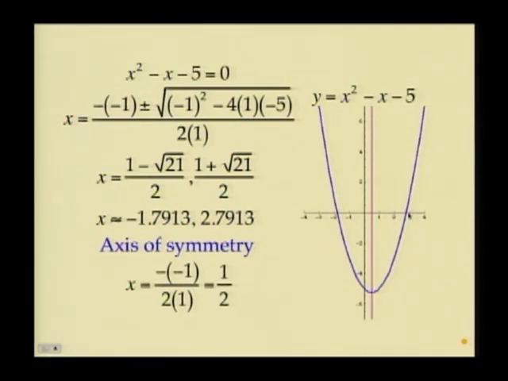And it even tells me the axis of symmetry is at negative b. Negative negative 1 is 1. 2 times 1 is 2. So there's my axis of symmetry, and it locates the vertex for me. So that's useful in doing max and min type problems.